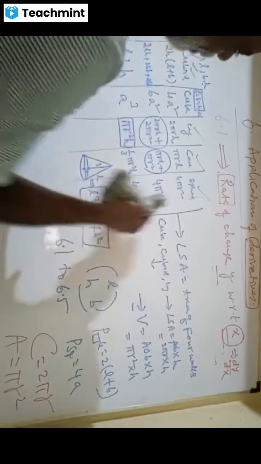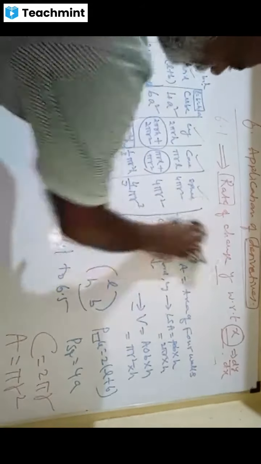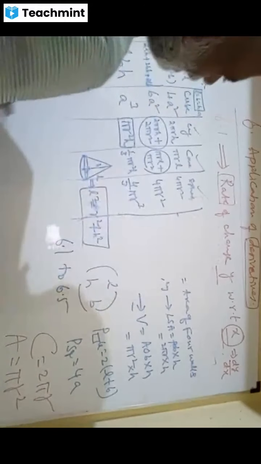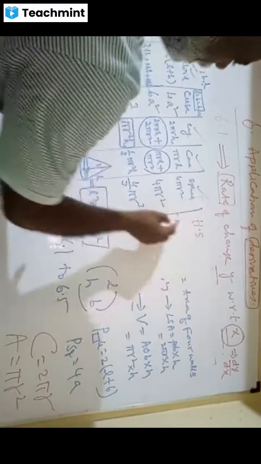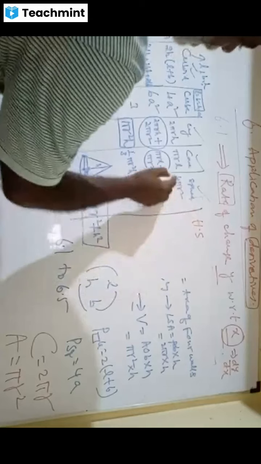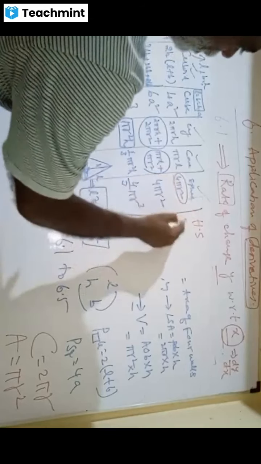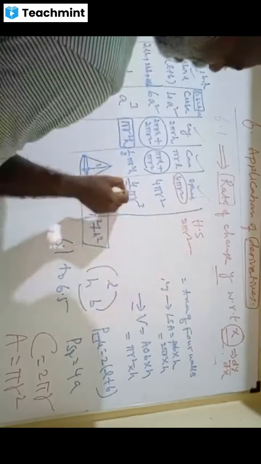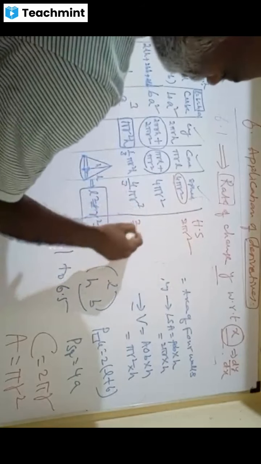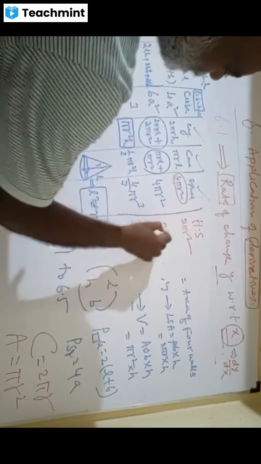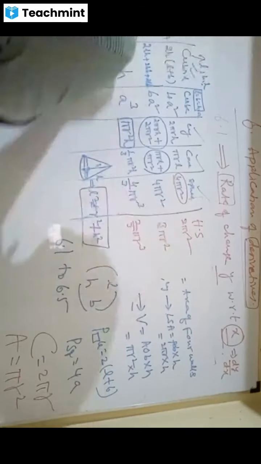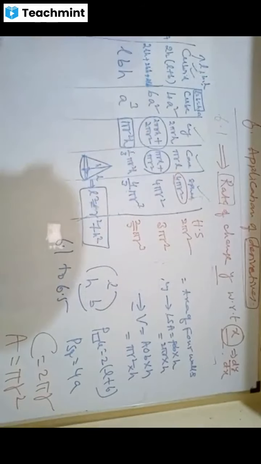And even a hemisphere is there if you think it's needed. Hemisphere. Curved surface area of a hemisphere is half of the sphere's, 2 pi r square. Volume is half, 2 by 3 pi r cube. Total surface area of a hemisphere is 3 pi r square, as one extra surface will come. Okay, clear?